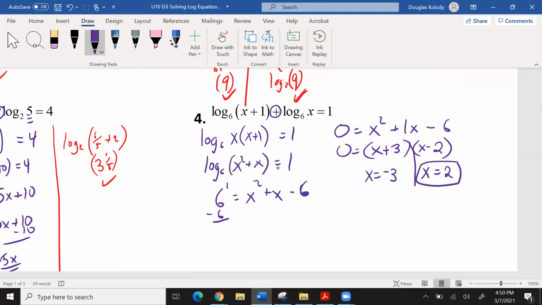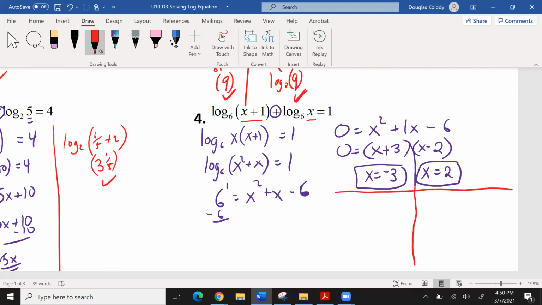Here are my two potential solutions. I'm going to get my red pen out one more time, do my check here. But I got two things I got to plug into here. I got to plug into x plus 1 and x. So let me start with the 2, because this seems less scary here. I'm just going to extend this and do the check in red.